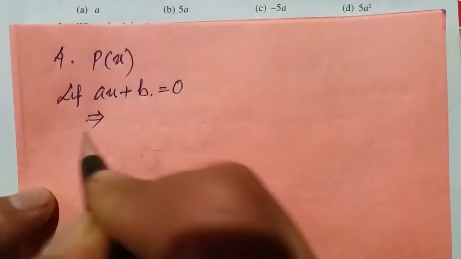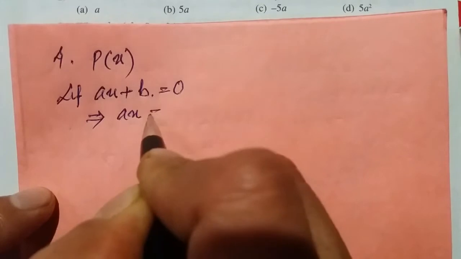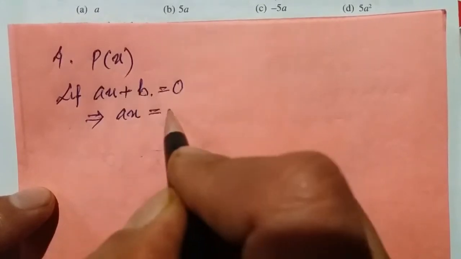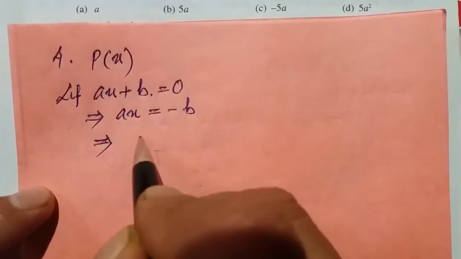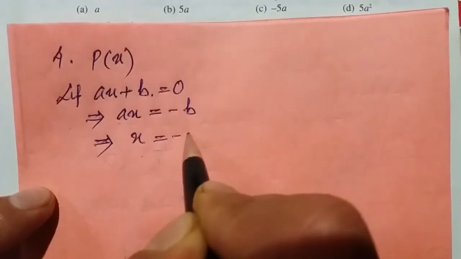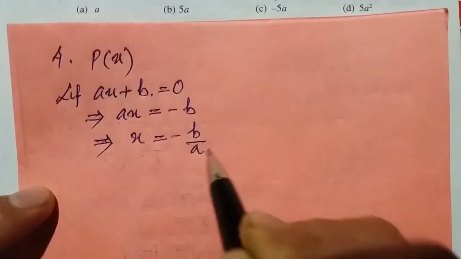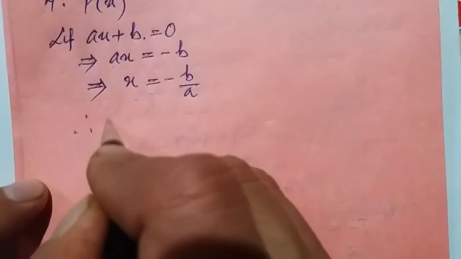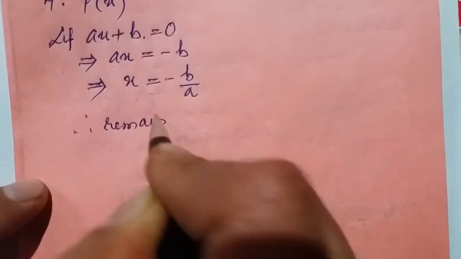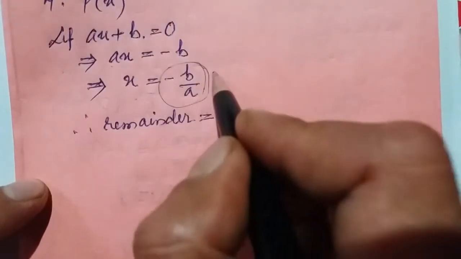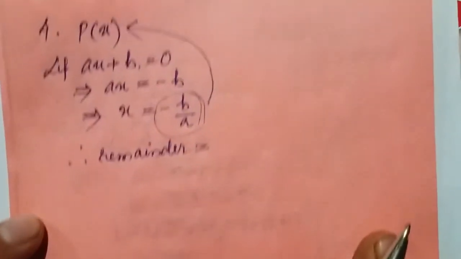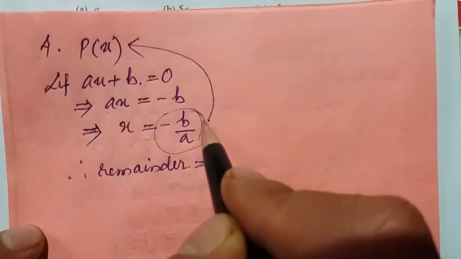Then you transpose p to the right hand side, then this plus p now is minus p. Now dividing both sides by a, you will get here x is equal to minus b by a. Therefore the remainder is, you just have to substitute the value of x as minus b by a here.